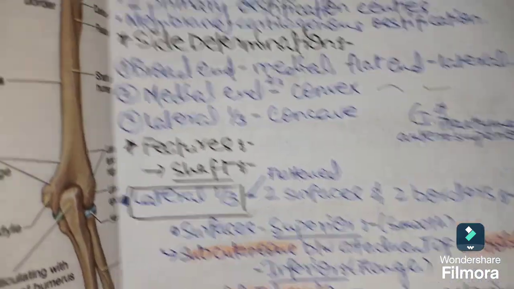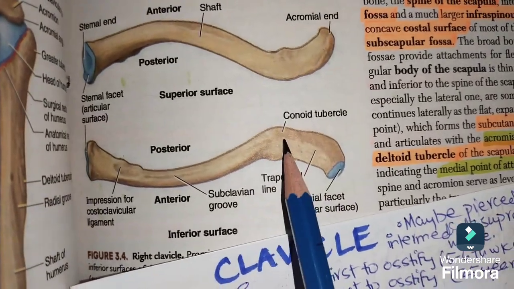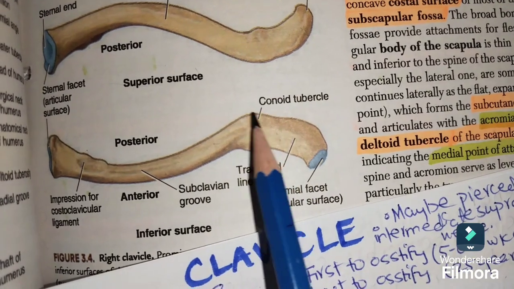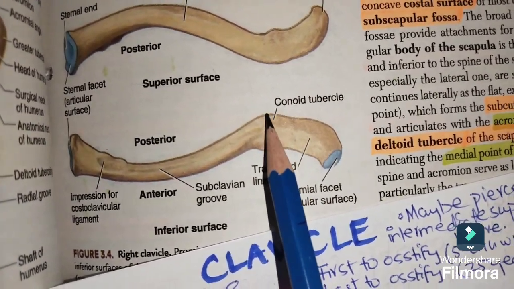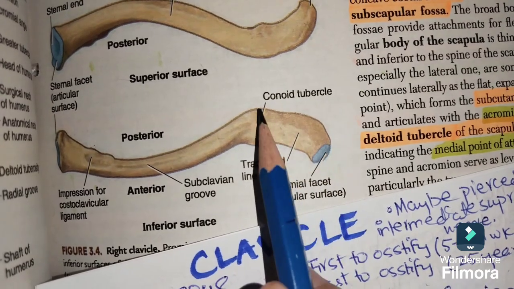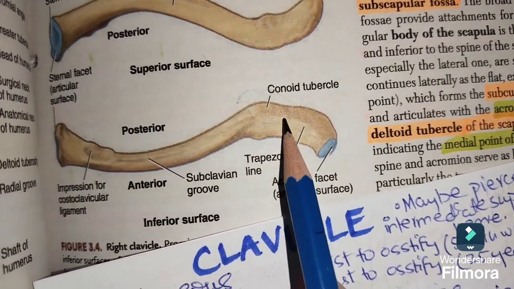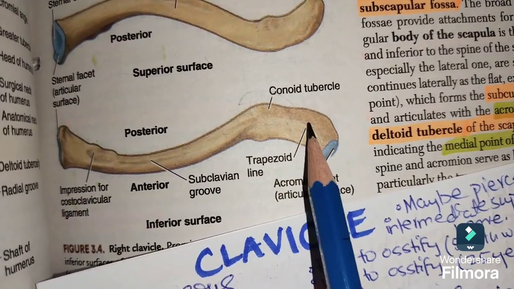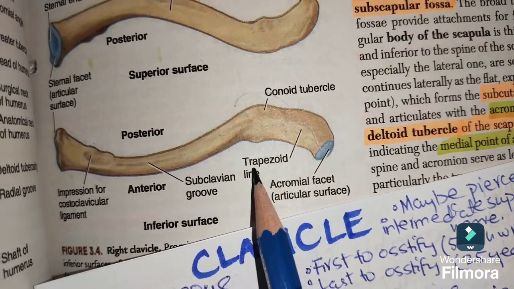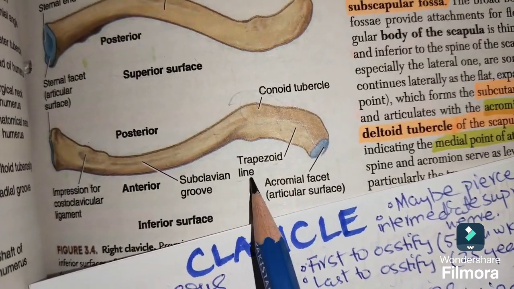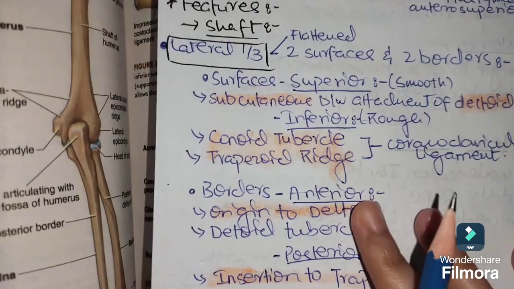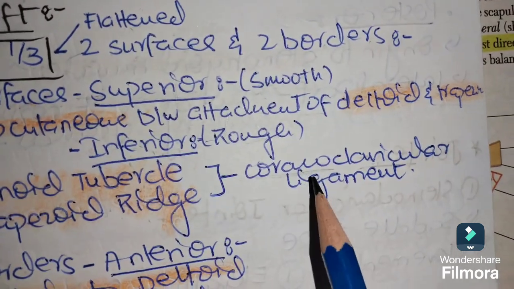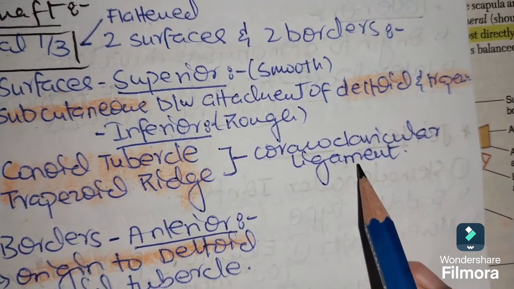Now let's locate them in the diagram here. So here is the lateral one-third or the acromial end of clavicle, and here we have the conoid tubercle, and here you can see, so this is the conoid tubercle, and this line or this ridge-like structure you can see, so this is the trapezoid line or the trapezoid ridge. Got it? And on these two features we have got the attachment of coracoclavicular ligament.